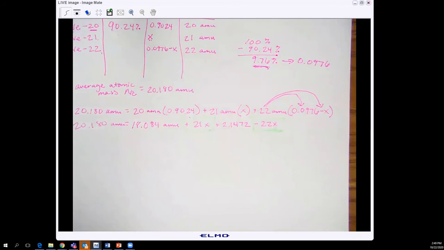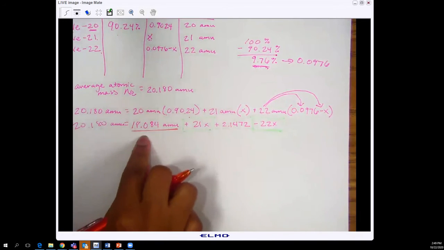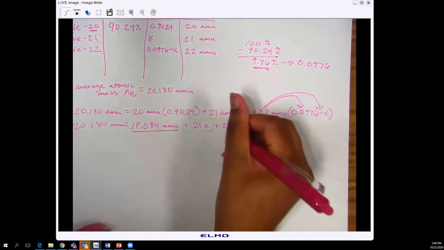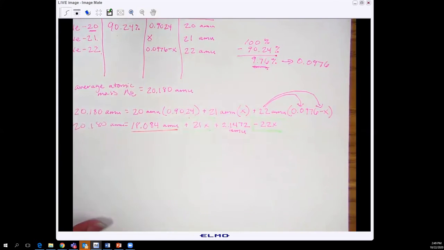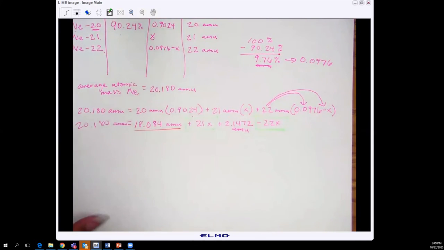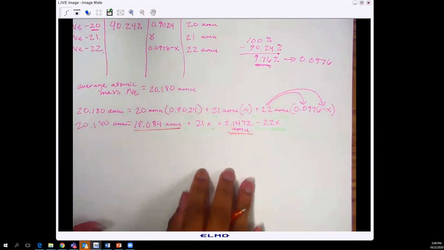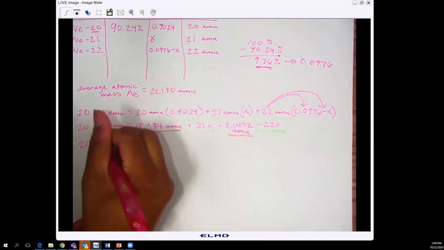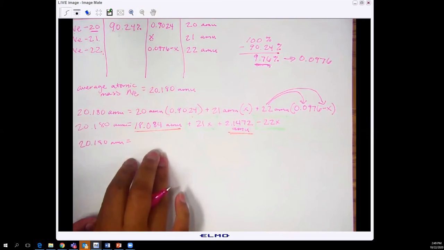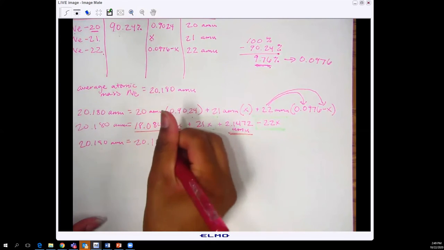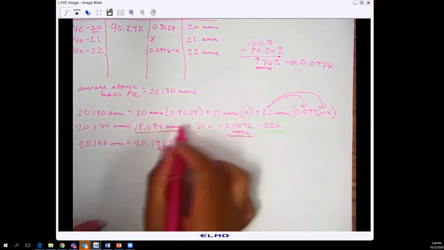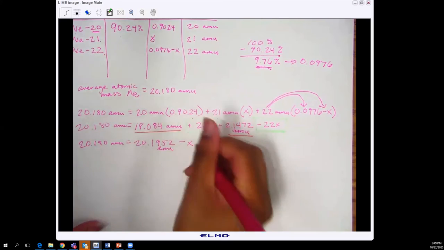And we also have our 18.084 AMU. And it looks like I dropped my units. Yeah, I've been dropping my units. Don't drop your units, guys. It's a bad habit to develop. All right, and I can also combine these together. These are the same kind of terms, so we'll combine those. And when we do, we'll still have our 20.180 AMU on this side. On the other side, we will have 20.1952 AMU. And we're going to combine our x's, so we'll end up with negative x.